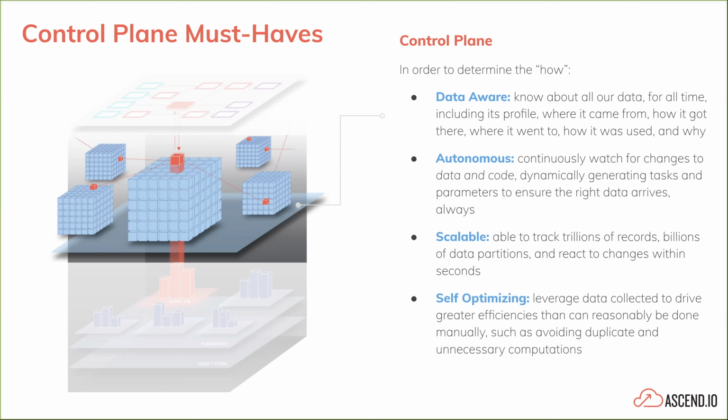Now, of course, none of this would matter if the control plane wasn't scalable, right? In big data, we're dealing with easily trillions of records, billions of different partitions of data. And so the control plane not only needs to be able to keep track of all of the actual data and where it's going, but also all the metadata, in order for it to react quickly, right? React in seconds to changes that happen in the system and what needs to happen next.